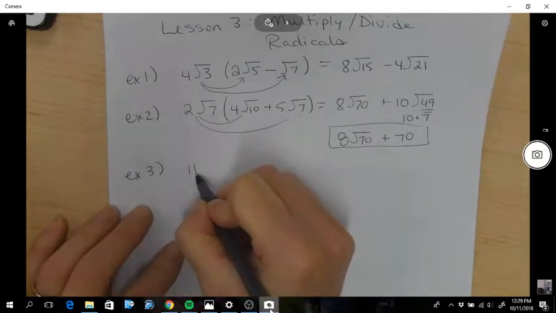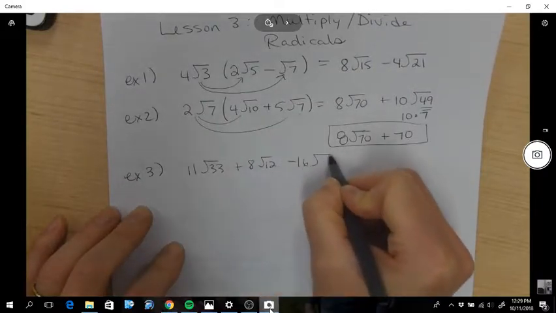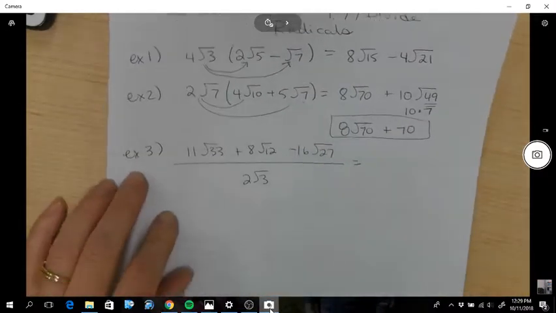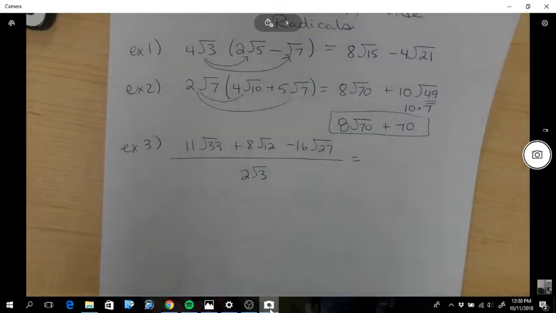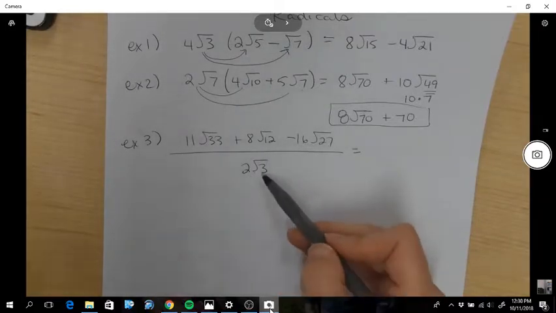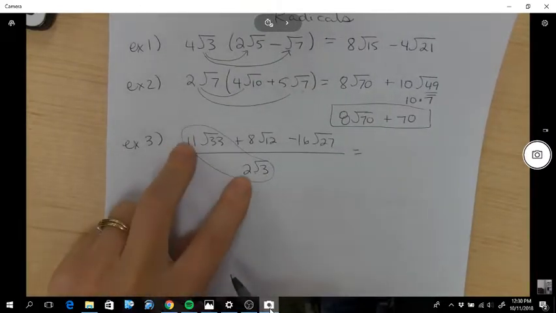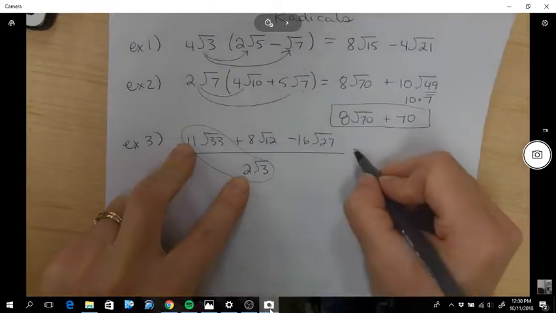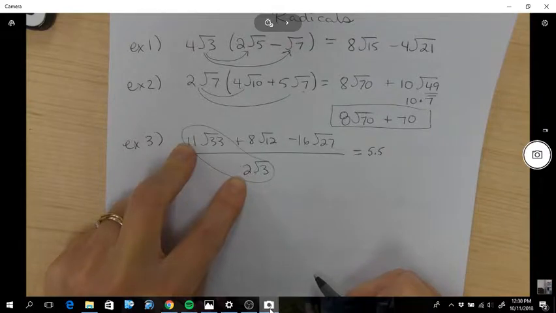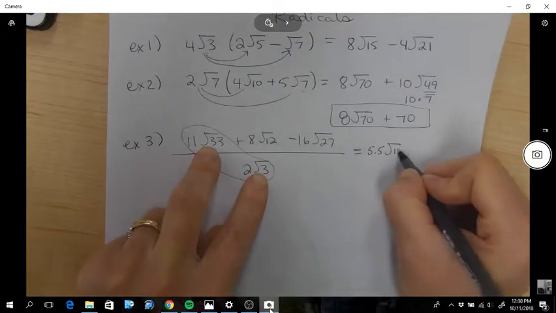Example 3: 11 root 33 plus 8 root 12 minus 16 root 27, divide by 2 root 3. Okay, so this is kind of just the opposite of what we were doing. You need to take every term and divide it by 2 root 3. So 11 divided by 2, that's not a nice pretty number, so you can leave it as a fraction, 11 halves, or 5.5, that does not matter. Then take the radicals, so 33 divided by 3 is 11. So the radical is root 11.